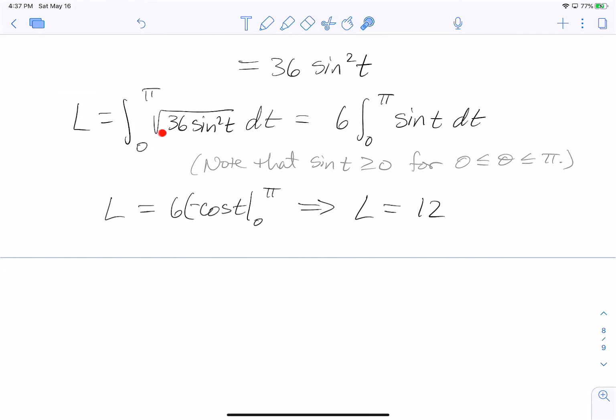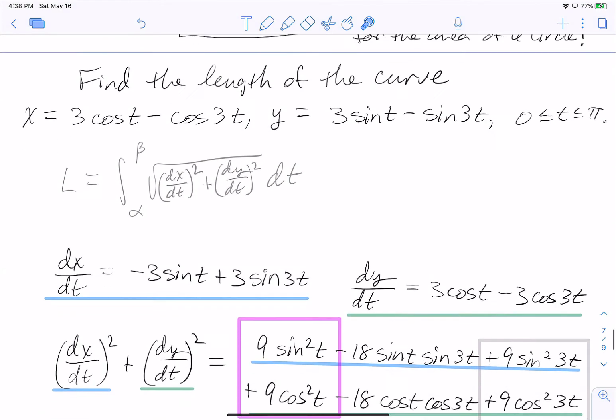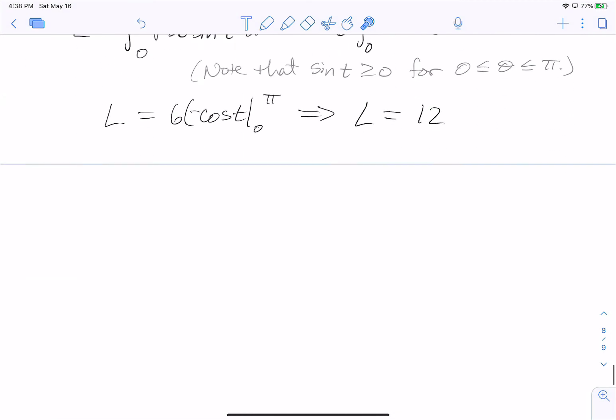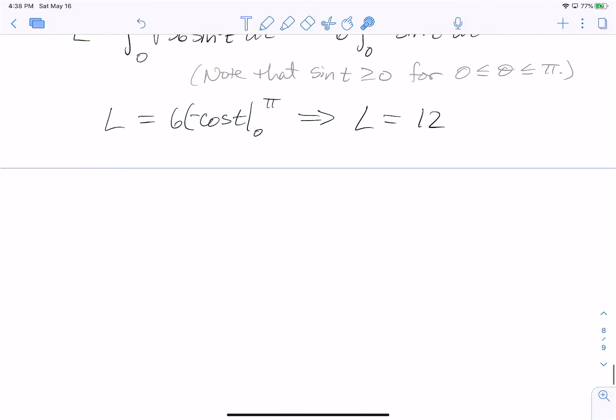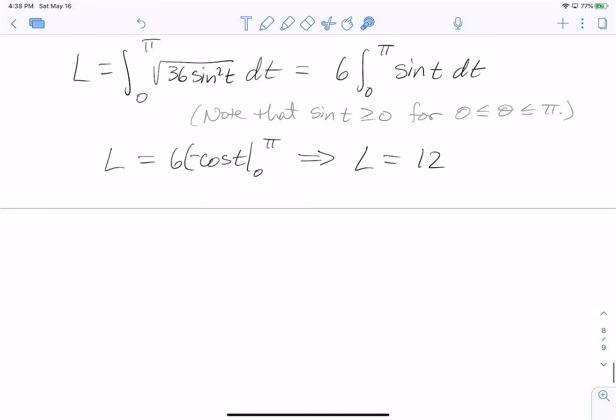Now, the square root of 36 times the sine squared of t is equal to 6 times the sine of t, so we have that integral from 0 to pi dt. Note that the sine of t is non-negative on the interval that we're talking about, and originally we were told that t was going to go from 0 to pi. Finally, we can say that the length is equal to 6 times negative cosine of t evaluated from 0 to pi for a length of 12.